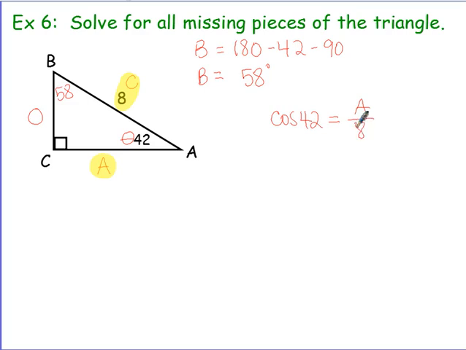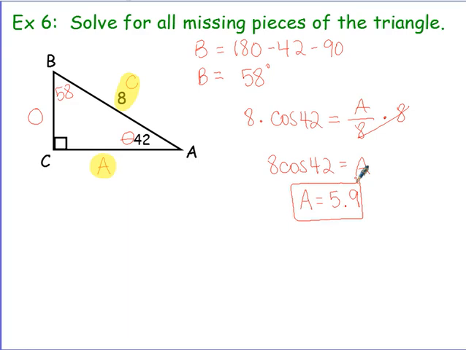So we're going to go ahead and get a by itself. So I'm going to multiply by 8 on both sides. So we have 8 cosine of 42 equals a. Type that in your calculator. 8 cosine of 42 gives you that the adjacent is 5.9. Okay, so now we can put down here 5.9.